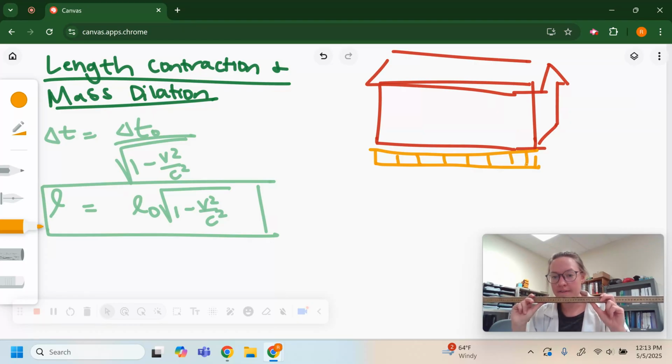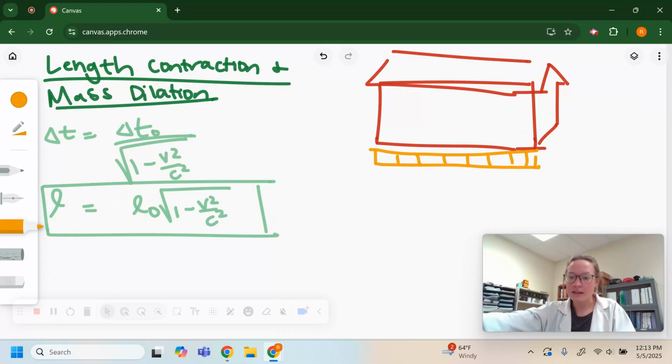Here's the question. Does the ladder fit in the barn or not fit in the barn? Yes. It does both fit in the barn and not fit in the barn. Both are true. Both are really, actually, physically true. Because I see the barn contract and you see the ladder contract.